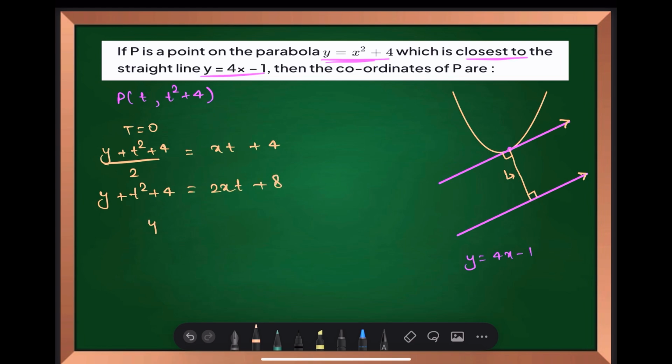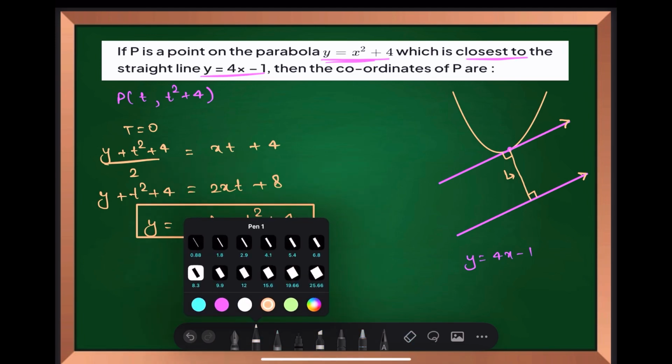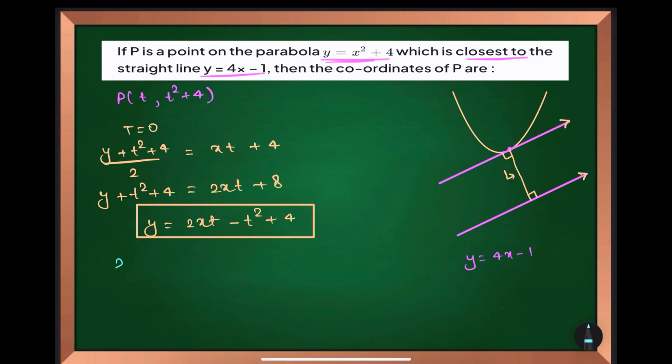Okay, now y will be equal to what? 2xt minus (t square plus 4). Now according to you, what is the slope of your line? y equals mx plus c. So m decides the slope. So what is the slope? Can I say that slope is 2t? So according to our line, the slope is 2t.